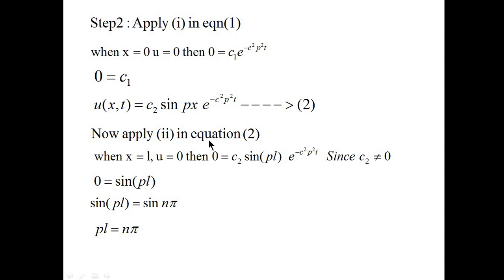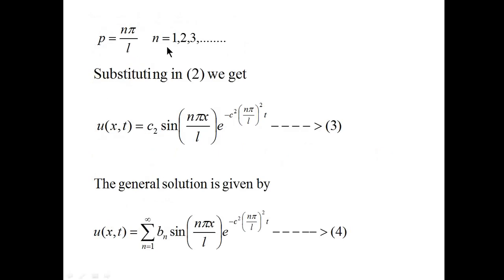Now apply the second boundary condition in equation 2, that is when x equal to L, u equal to 0. In this equation number 2, you get this equation. And you know that c1 and c2 are not simultaneously 0 and it is true for all time. Therefore sin PL must be 0. That is sin PL equal to sin n pi, and PL equal to n pi, and P is equal to n pi by L, where n equal to 1, 2, 3, etc. Now substituting this in our equation 2, that is the newly found solution, we get equation number 3.